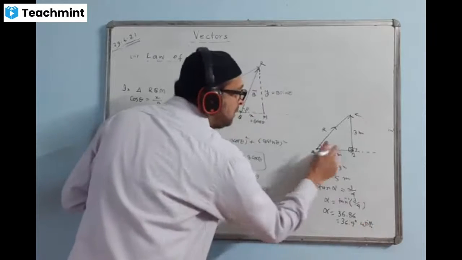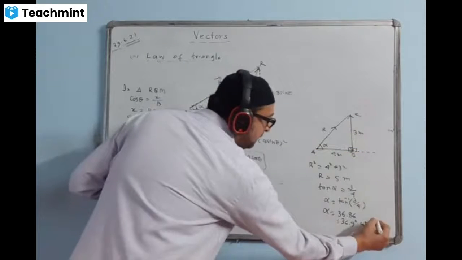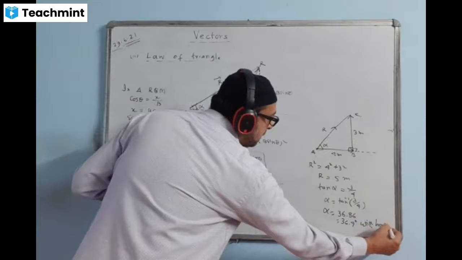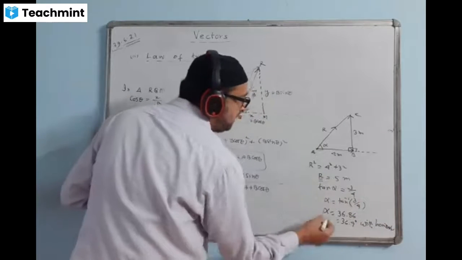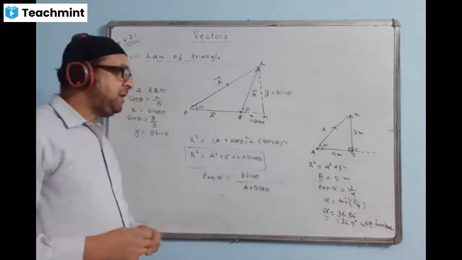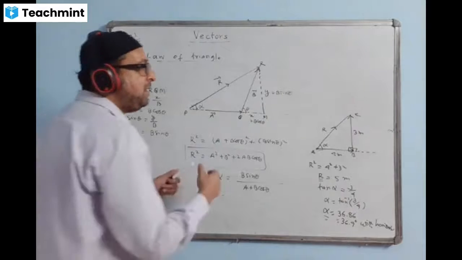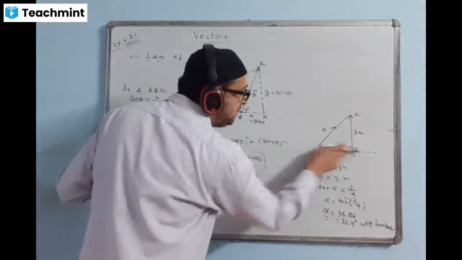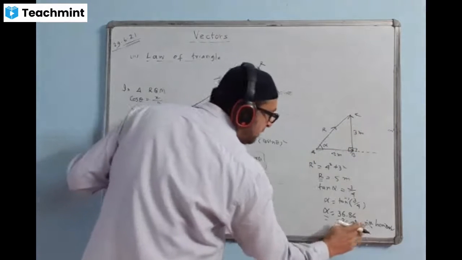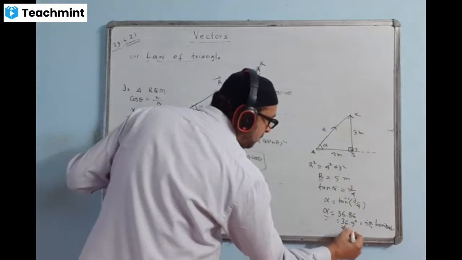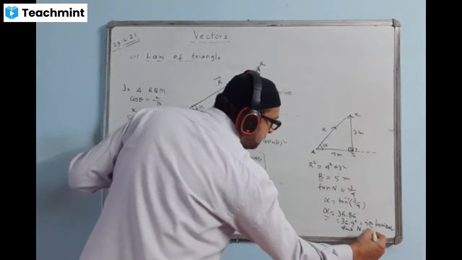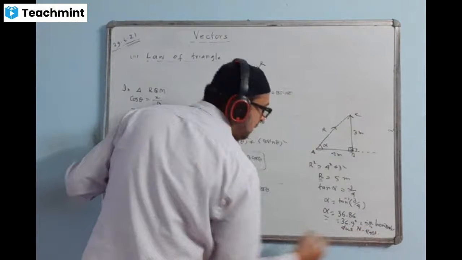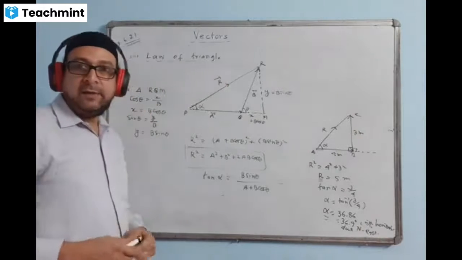With horizontal. This is horizontal. This is vertical. We can write it with horizontal. This is the magnitude and this is the direction. With horizontal we write. Or we can say if this is east and this is north, we can write it 36.9 degrees north of east.